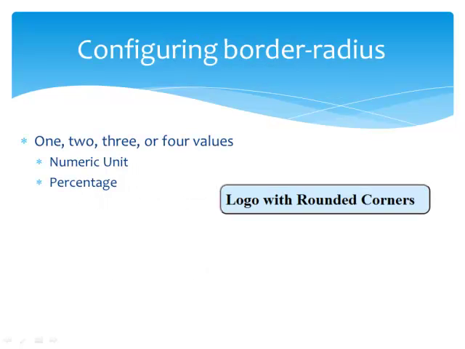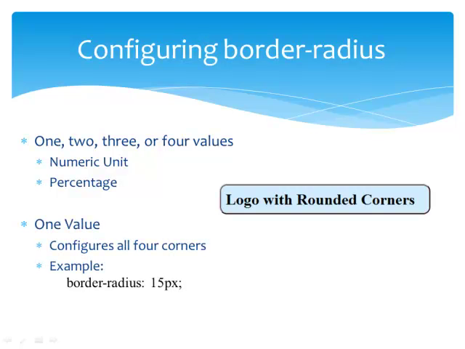You can configure the border radius property with 1, 2, 3, or 4 values. The values can be numeric units, like a pixel or em unit, or percentages. If you code one value, it configures the radius of all the corners. Here's an example with border radius set to 15 pixels.